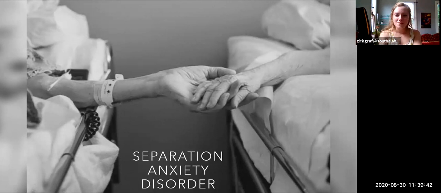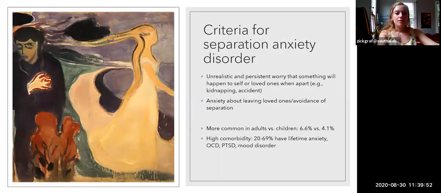But first, we're going to talk about separation anxiety disorder. Okay. So separation anxiety disorder, the reason we're talking about it in this lecture is that in a lot of ways, it's very similar to GAD. It involves unrealistic and persistent worry. So it's a worry-mediated disorder. That something will happen to the person themselves or to their loved ones when they're apart from their loved ones.